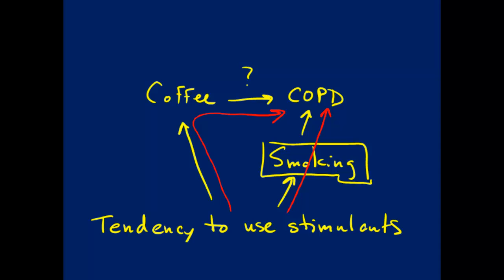Now, if we're not sure about that, if we think that, well, maybe there are other pathways, I just can't think of them, then what we need to do is draw an additional arrow over here. And so now we have three pathways. We have one pathway through smoking, one pathway through coffee, and another pathway that we haven't named, but we're saying that there's a possibility that there are still some effects of the tendency to use stimulants on COPD that don't operate through the pathways of increasing smoking or increasing coffee drinking.